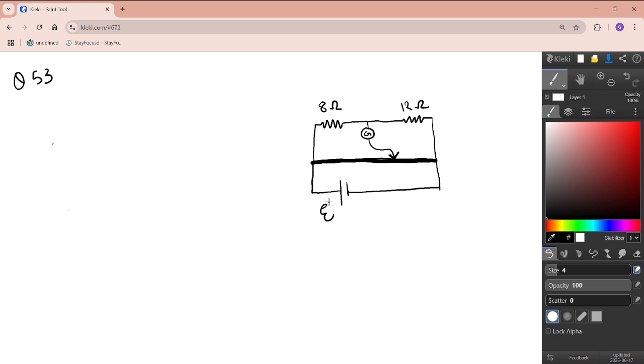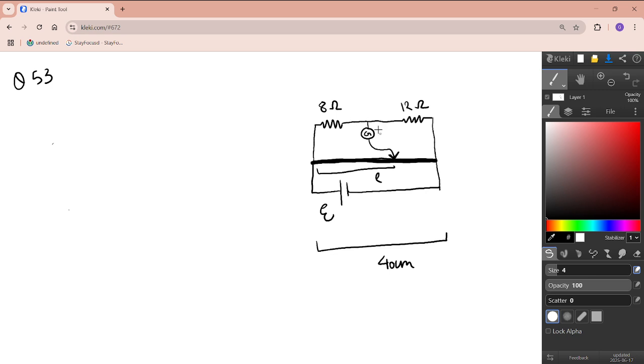The EMF is just given, it's not given in the question. We do not need it. And the total length of the potentiometer wire is 40 centimeter. Need not convert it. And hence they are saying find this length L when the galvanometer shows zero reading.